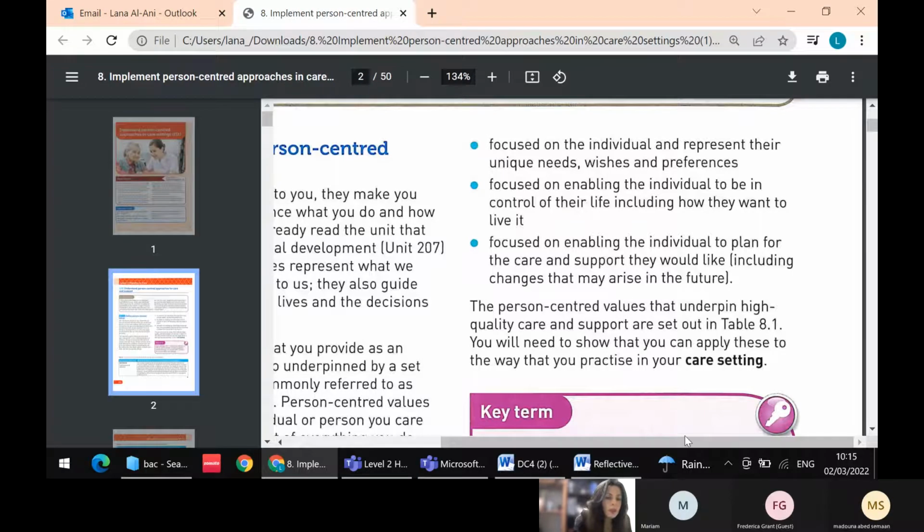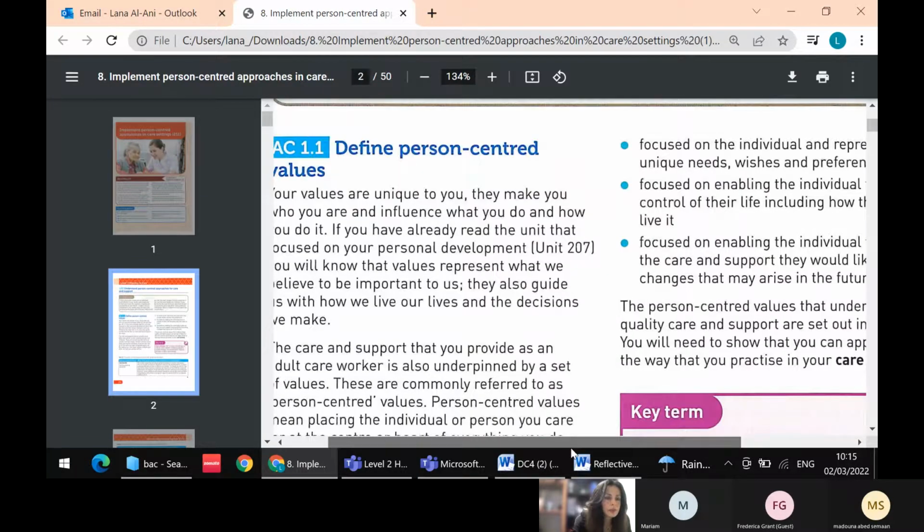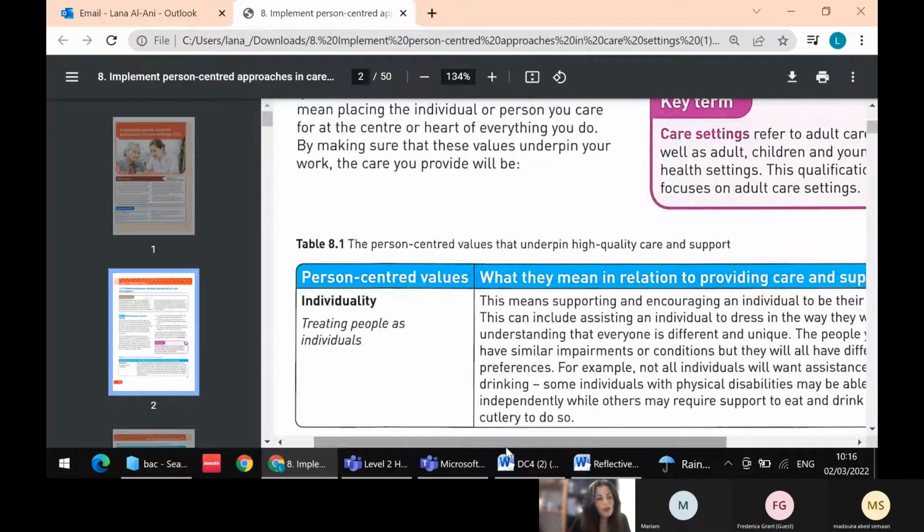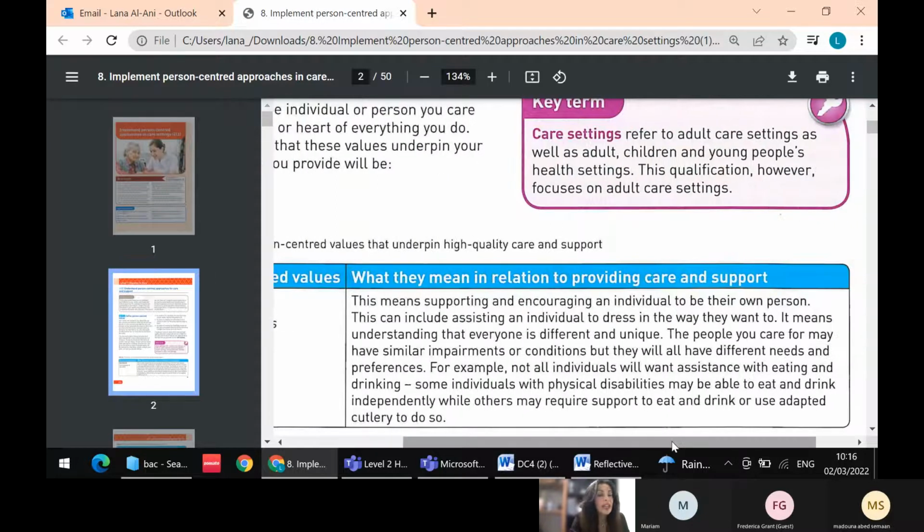Yes, so if we look here, what we focus on is the individuality. So this means supporting and engaging the individual in their own plan, in their own personal care. Okay, this can include assisting an individual to dress in the way they want. We assist them to eat the way they like it. So it's all about their own daily life.